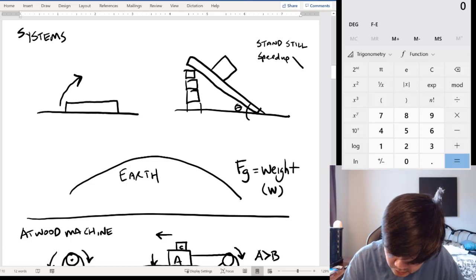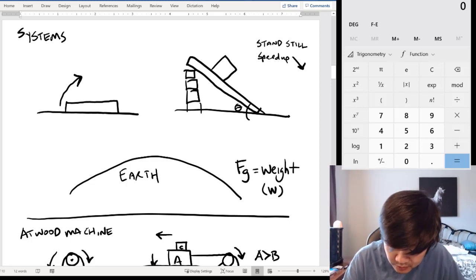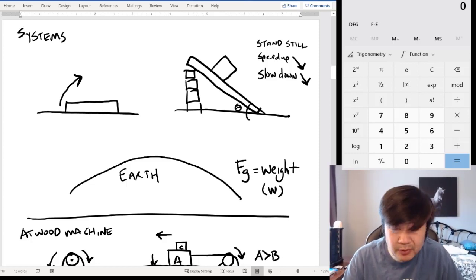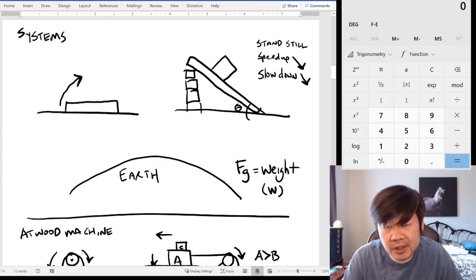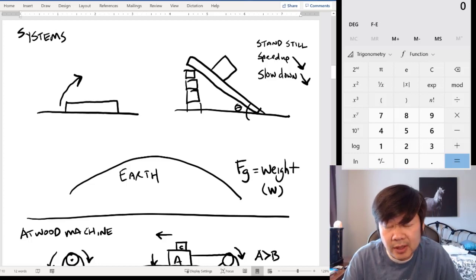And I'll just put down the ramp like this. Alright. And then what's another condition that could happen? What happens if the box was already moving? This is interesting, because if the box was already moving, then it could actually slow down going down the ramp. Alright. So as far as the system, our three different concepts would be standing still if the friction was great enough, speeding up down the ramp, or if it was already moving, it could slow down the ramp.